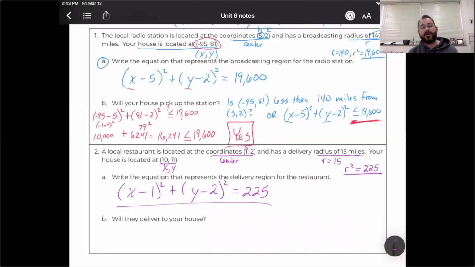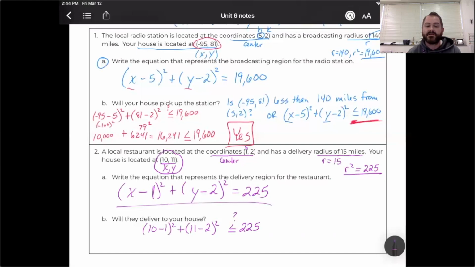So when you're asked the question, will they deliver to your house? What you're going to do is take 10 and 11 and plug in here, and we're going to see if it's less than or equal to 225. Okay, so we're going to plug in, instead of x, we're going to write 10. I still have minus 1, so minus 1 squared. And instead of y, we're going to write 11, and then do minus 2 squared.